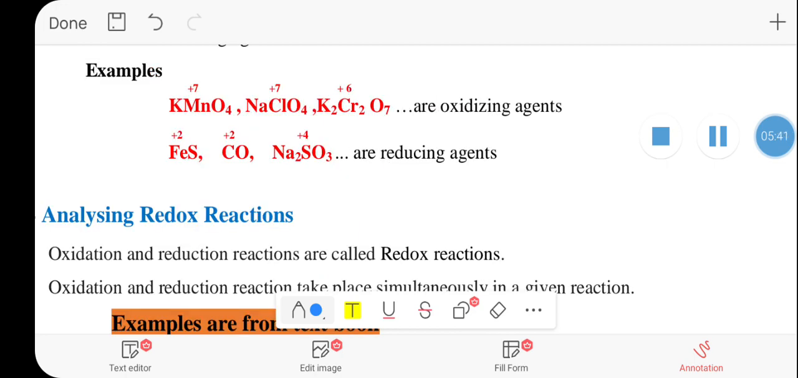For example, these compounds are good oxidizing agents. Potassium permanganate, sodium chlorate, potassium chromate, and the like are good oxidizing agents, whereas iron sulfide and carbon monoxide, sodium sulfide are good reducing agents.